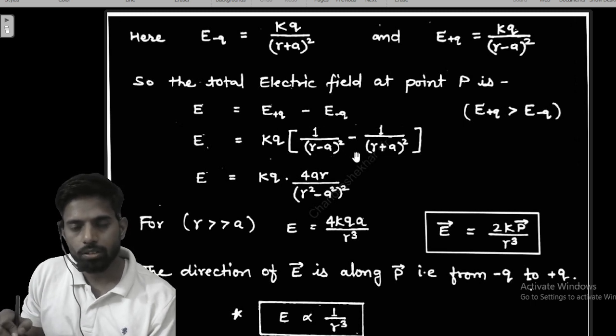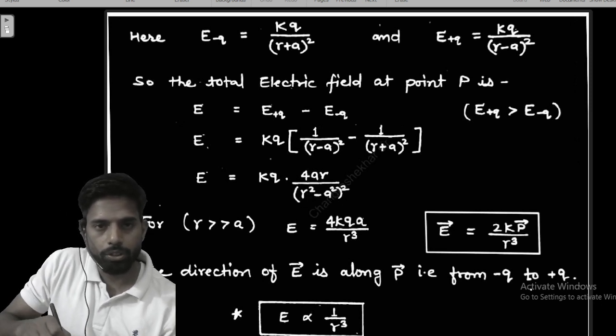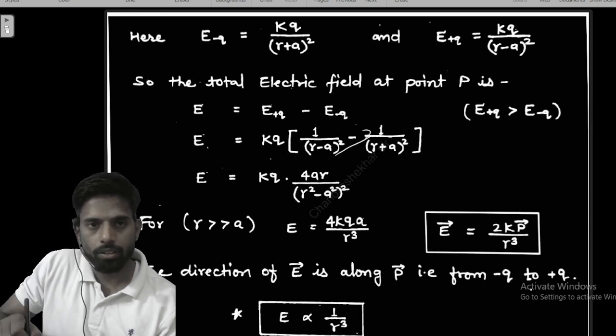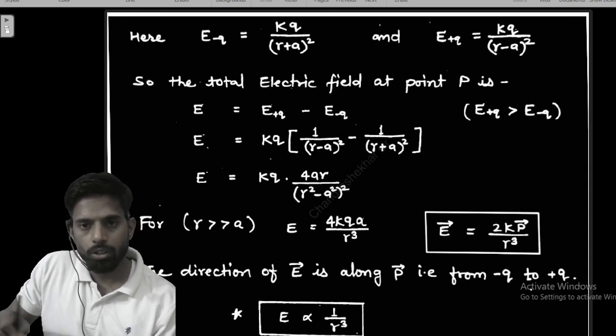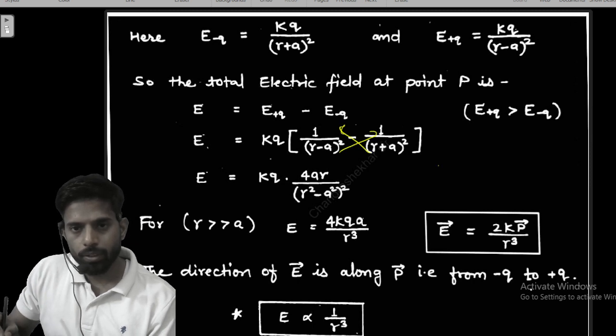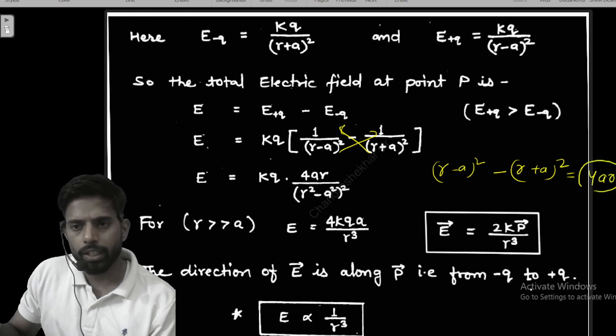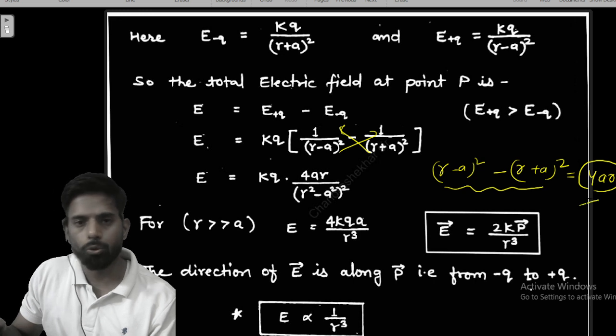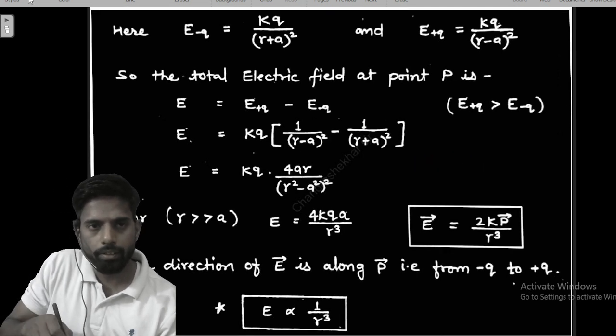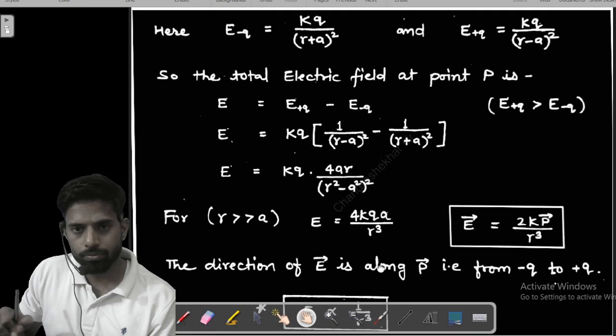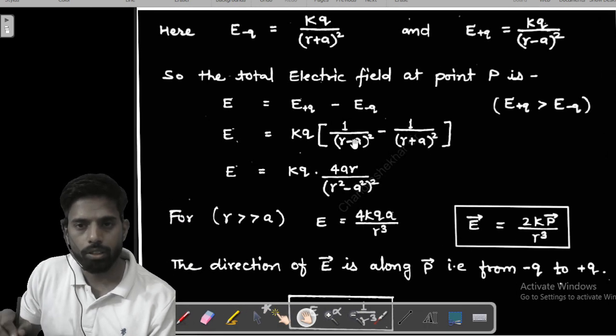Now if we solve this, we will get directly (r square minus a square) whole square. How did it come? You see, if we cross multiply, the numerator will be (r plus a) whole square minus (r minus a) whole square. This is an identity, given in class 9th also. If you solve it, you will get 4ar. Similarly, in the denominator you get (r minus a) whole square times (r plus a) whole square. You can directly multiply these terms.